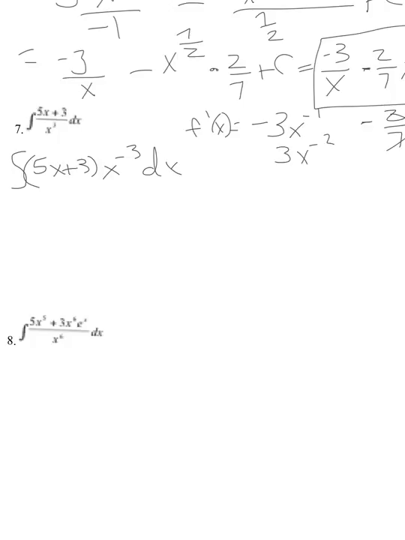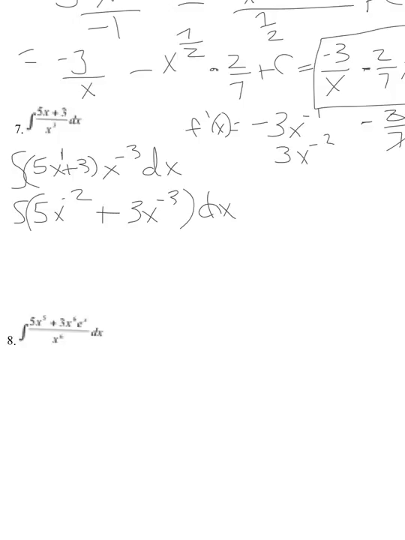So what would 5x times x to the negative 3rd be? What is the exponent on the x, even though I don't see it? It's a 1, isn't it? And so if I'm multiplying an x to the 1st times an x to the negative 3rd, what am I going to get? I add those exponents, and 1 plus negative 3 would be x to the negative 2 power, wouldn't it? So far, we okay? Plus, what is going to be my second term? 3x to the negative 3 power. Are we ready to integrate now?